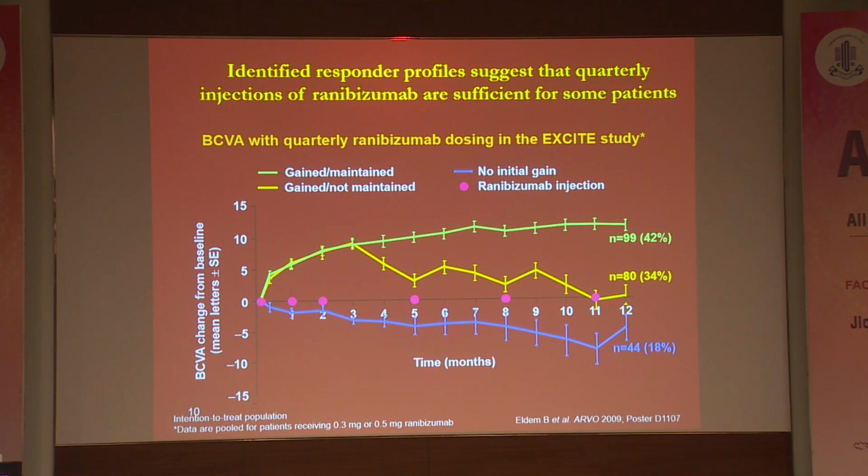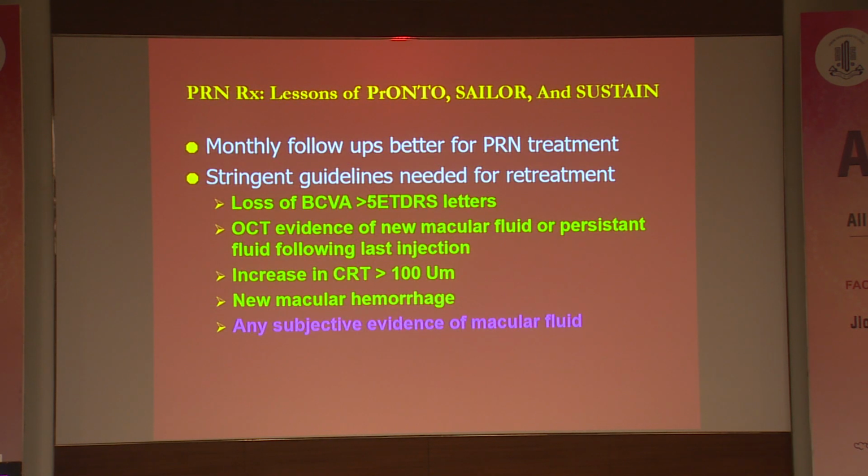From the responder profiles, this is from the EXCITE study, we found that there are actually three major groups. There is a group of patients which can be treated by quarterly treatments, and this includes the 20% who actually didn't need any treatment. So remember, the 42% who were okay on quarterly included half the patients who actually needed no treatment at all. So keep that in mind. Another 34% of patients responded to the anti-VEGF, but quarterly was inadequate. And the last group is patients who don't seem to respond and who can only be maintained with anti-VEGF agents.